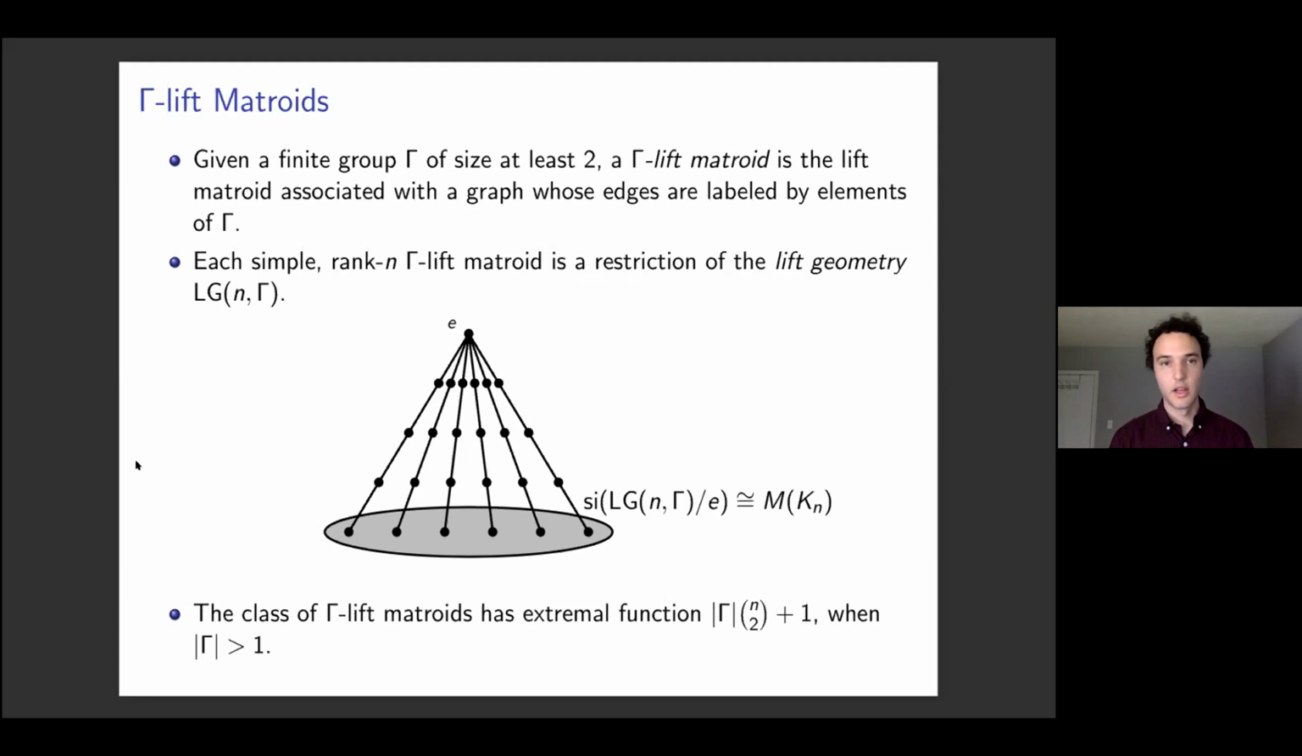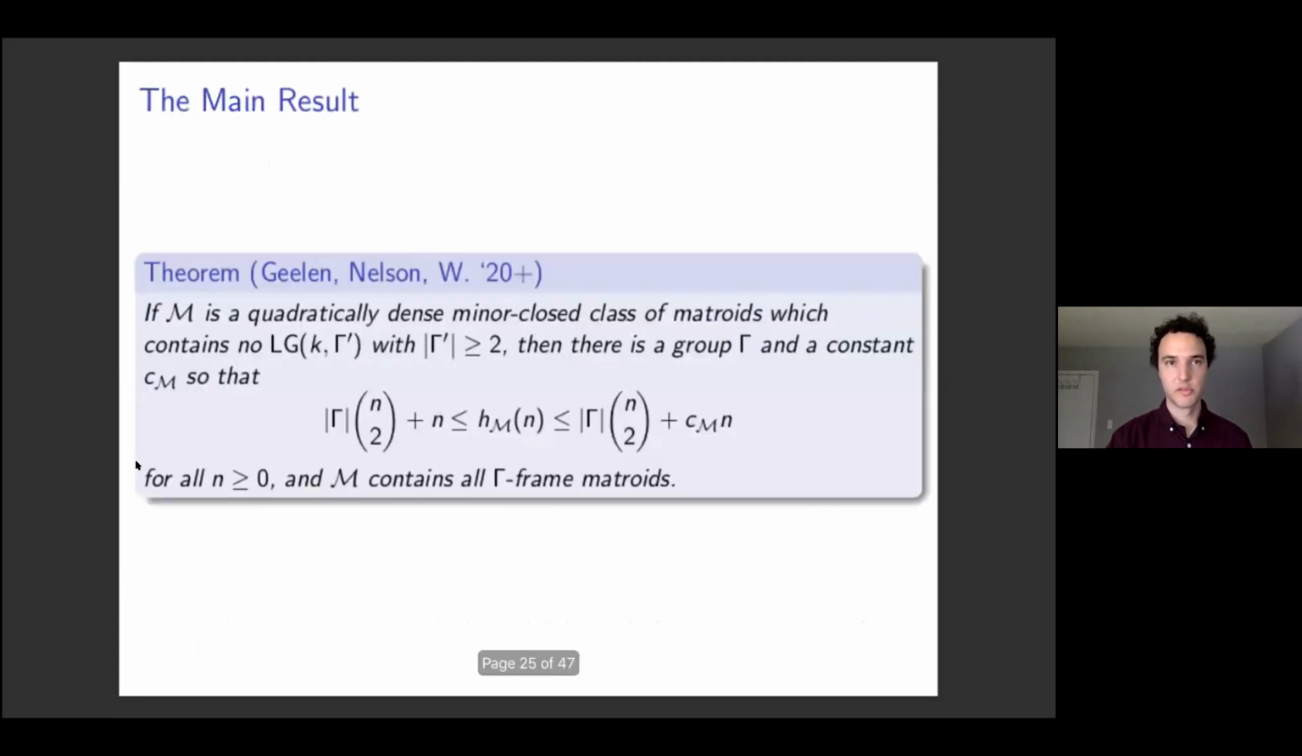Okay, so that's what we did, and that's our main result. So we show that if M is a quadratically dense minor closed class of matroids, which contains no rank K lift geometry over a non-trivial group, then there is some group gamma and a constant C, so that the extremal function of the class M is the size of gamma times n choose 2 plus some linear term, and M contains all gamma frame matroids.